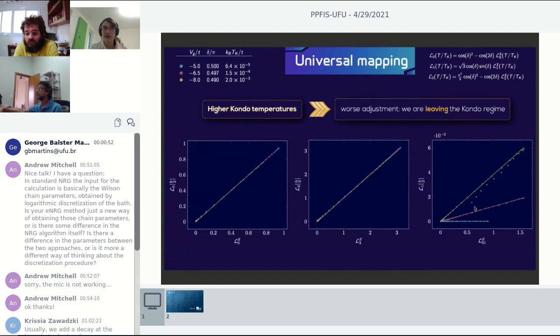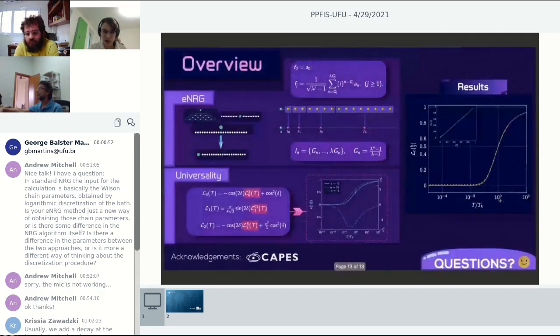But if we remember that universality is only valid in the Kondo regime, and the inequality from the Kondo regime tells us that the thermal excitations must be much smaller than the bandwidth, then we understand why these points are not falling over this line. They aren't supposed to, because in this region, universality is no longer valid because we are leaving the Kondo regime. We are at temperatures bigger than the Kondo temperature, and the Kondo temperature is already big. So all is well.